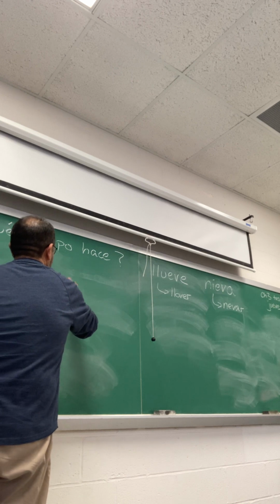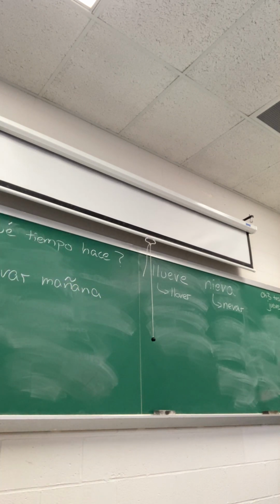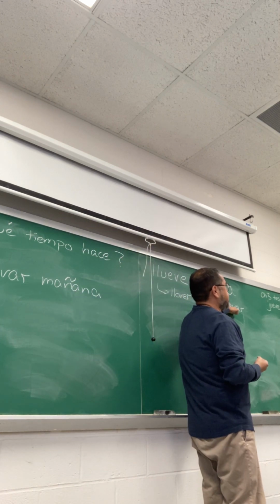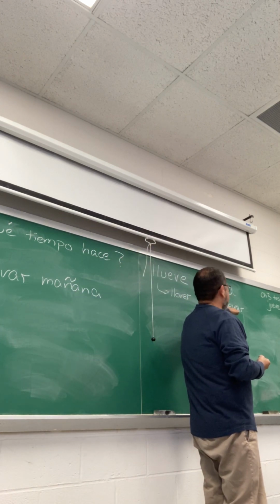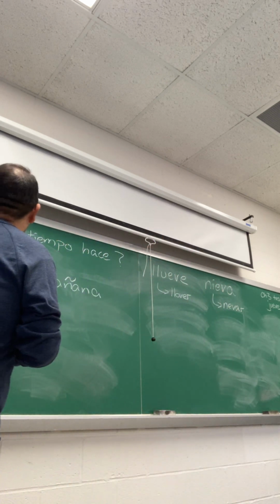If I wrote "va a nevar mañana," what is that sentence saying? Yeah, it's going to snow tomorrow. All right? So that's why you need to know the unchanged form, the unconjugated form. Va a nevar mañana. It's going to snow tomorrow.